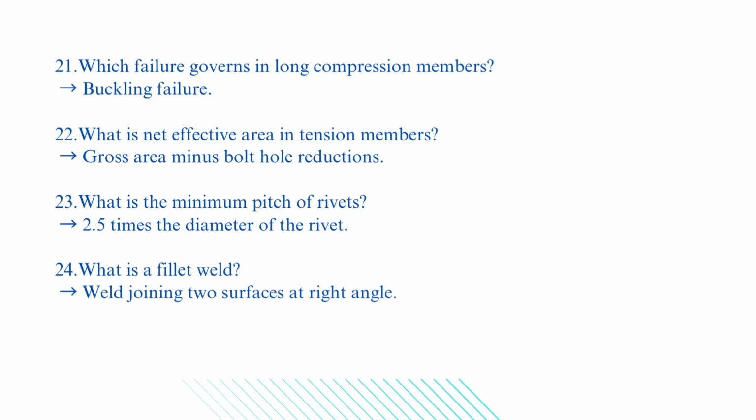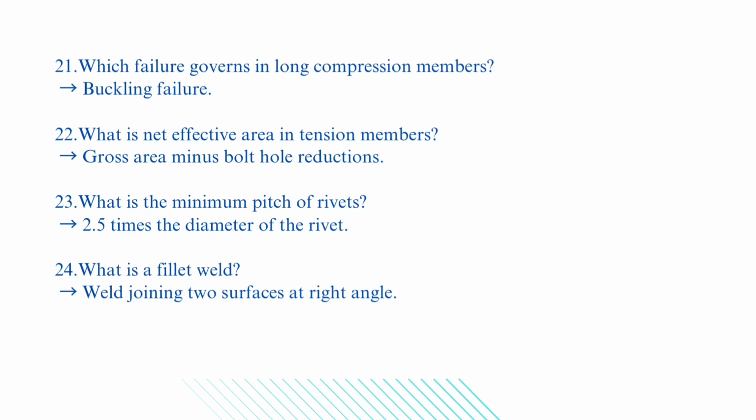Then question number 21, which failure governs in a long compression member? And it is but obvious, in a long compression member the failure is buckling failure. The next is, what is the net effective area in tension members? It is the gross area minus the bolt hole reduction. The next, what is the minimum pitch of rivets?